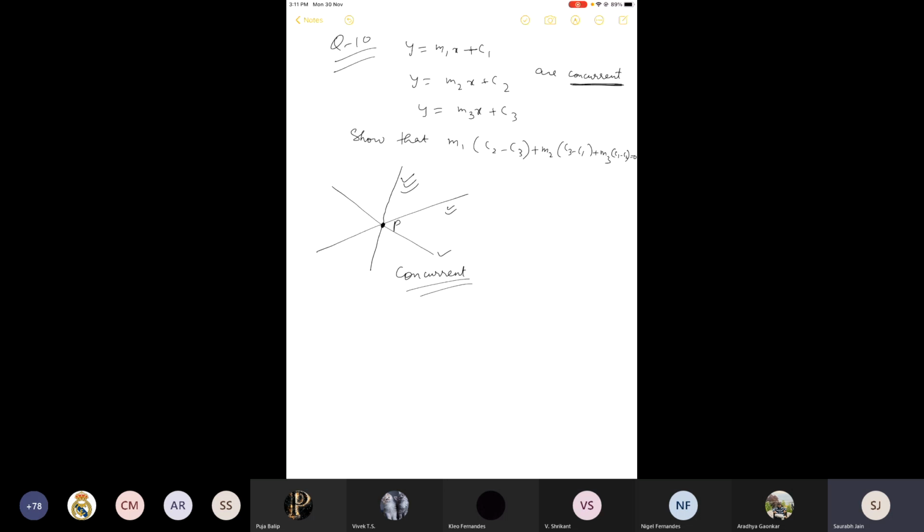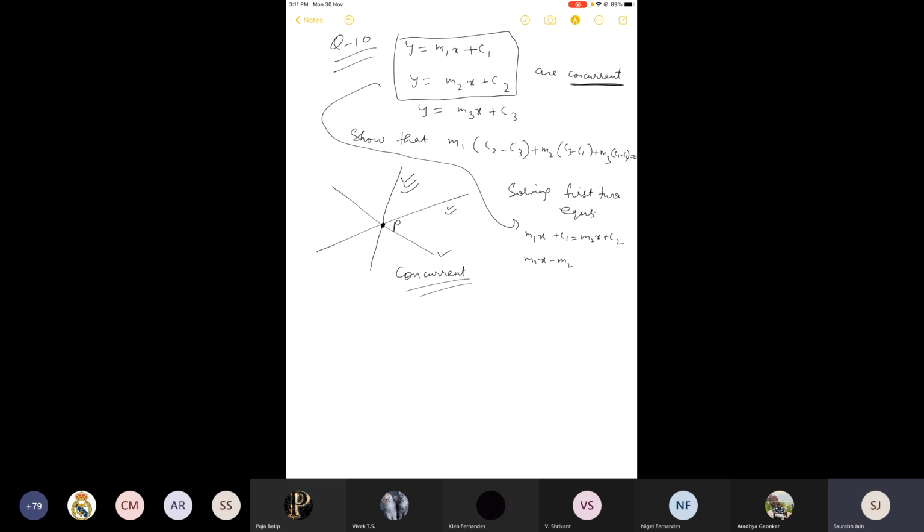So let us solve the first two lines, or the first two equations. It is very simple to solve these two equations. Why? We can simply equate the values of y. So m1x plus c1 equals m2x plus c2.